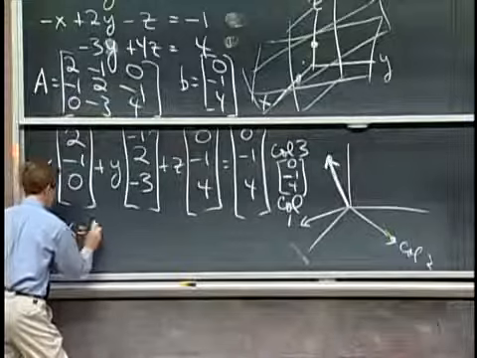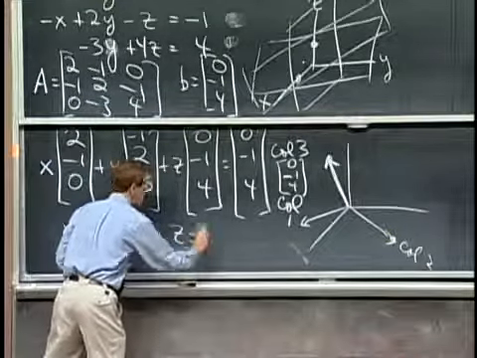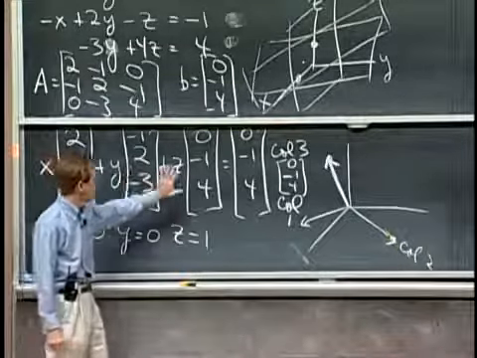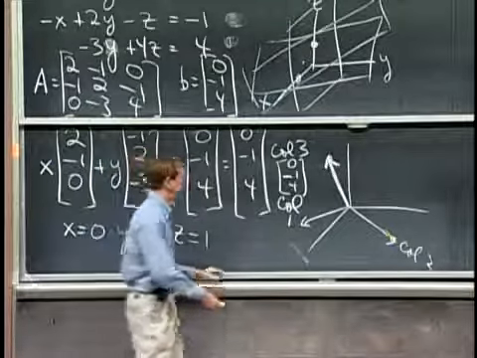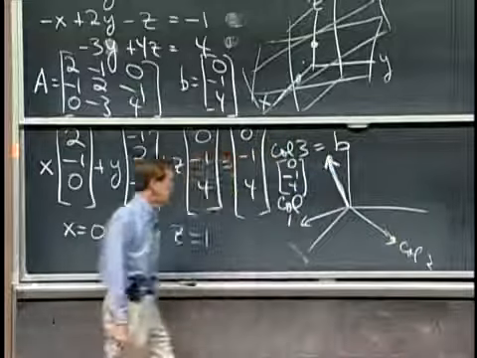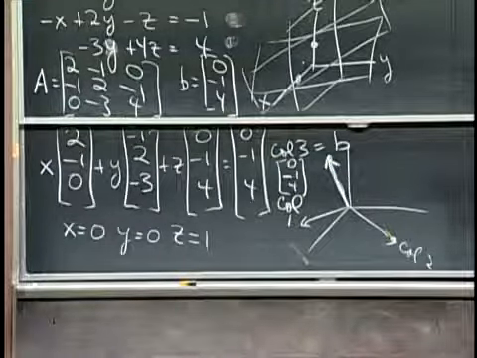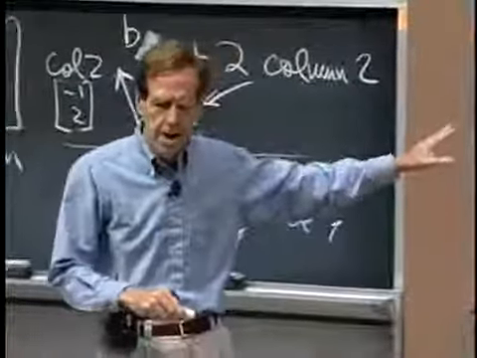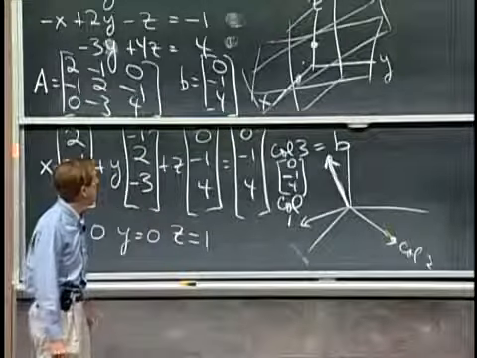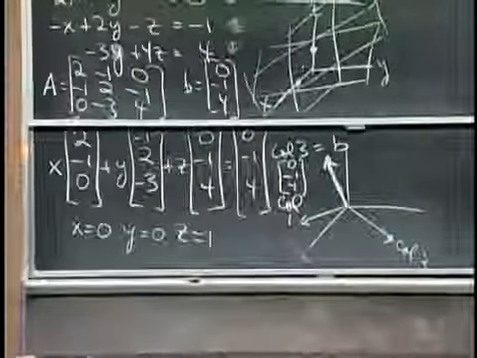So x should be 0, y should be 0, and z should be 1. That's the combination. None of that, none of that. One of those is obviously the right one. So this column 3 is actually the same as b in this particular problem. I made it work that way just so we would get an answer, 0, 0, 1. So somehow that's the point where those 3 planes met, and I couldn't see it before.